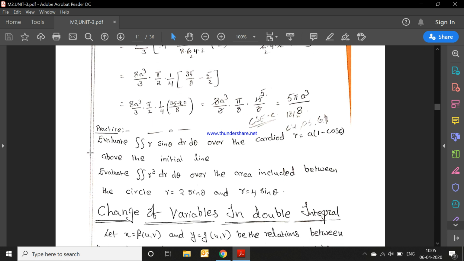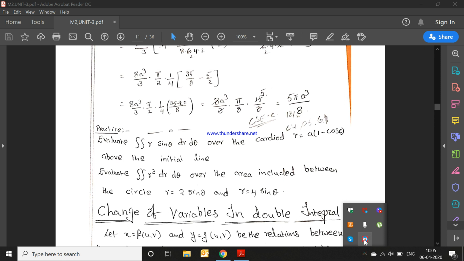Students, we already discussed these two problems in the classroom, so you can practice these two. In the next class, we will discuss change of variable in the double integration.